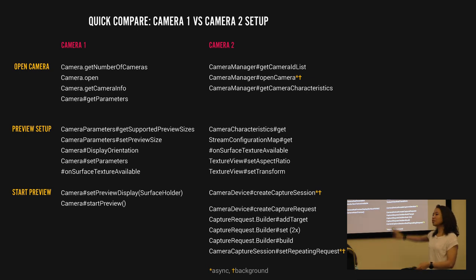Okay, so please don't read every single word on this slide. What I want to do is compare, and reinforce the fact that Camera 1 was really user-friendly. It's a point-and-shoot camera. You just pick it up and go. Camera 2 takes a bit of work.